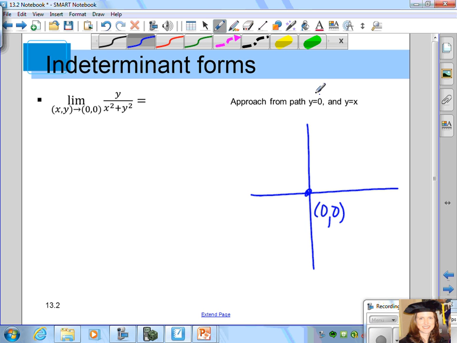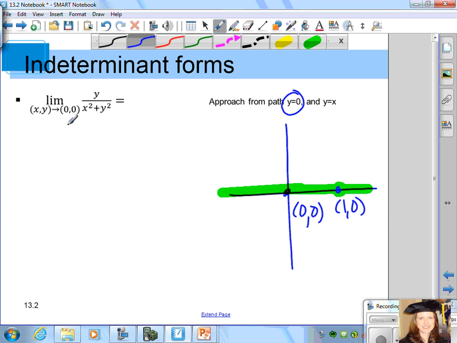But let's look at another path, y equals 0. The path y equals 0 is the horizontal line that goes through 0 on the y-axis. So you want to get closer and closer to the point (0, 0) from this path. If you do this numerically by making a table of values, say the first point on the path is (1, 0).